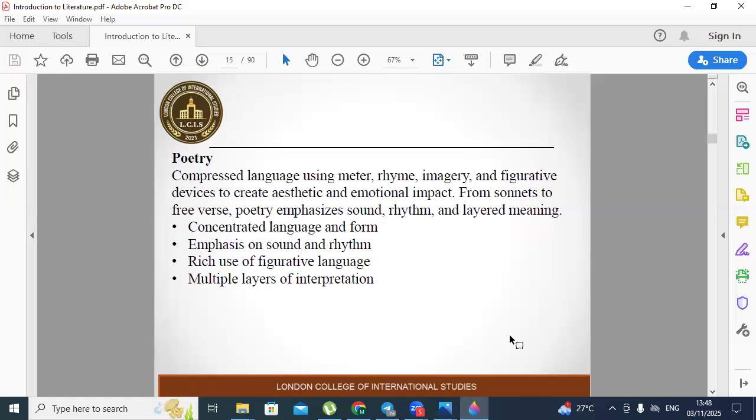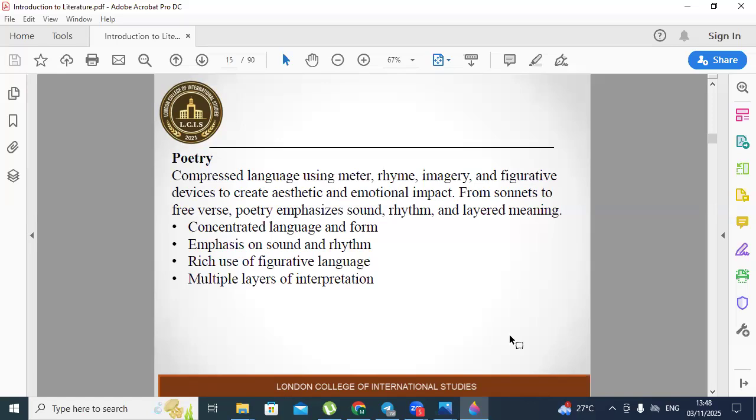Key features include concentrated language and form. Poets choose every word carefully. There is no room for filler or unnecessary words. Each word must earn its place.